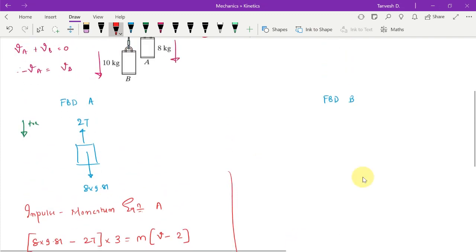Same way, now let us draw the FBD of B. The downward weight is 10 into 9.81. Upward we have 2T. Okay.